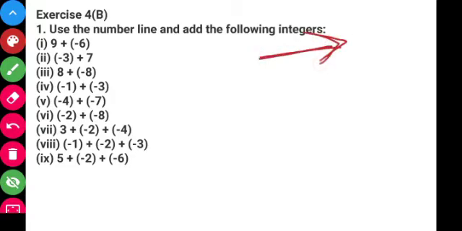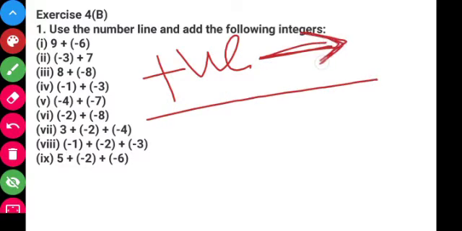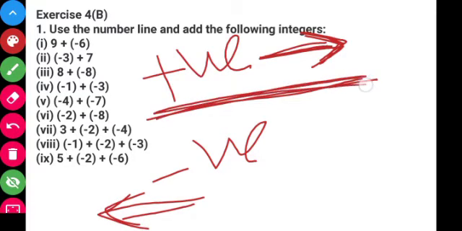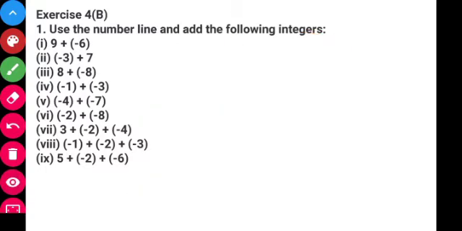If you add a positive integer, then you move right side, and when you add a negative integer, then move left side. Okay, remember these two things. Now come to this question.